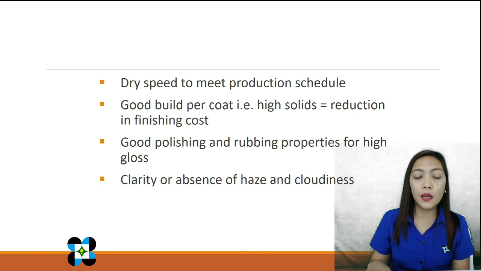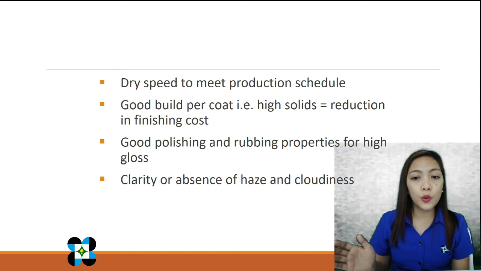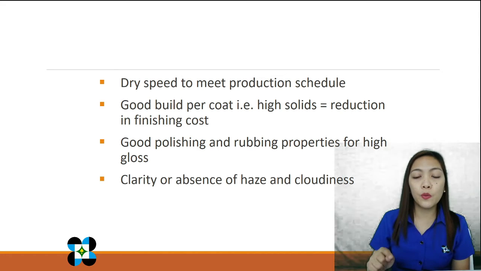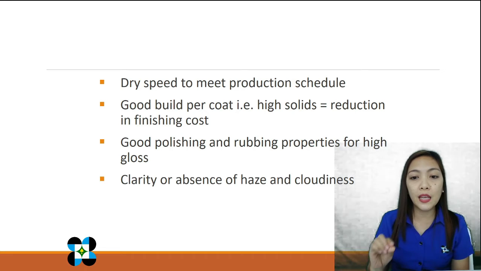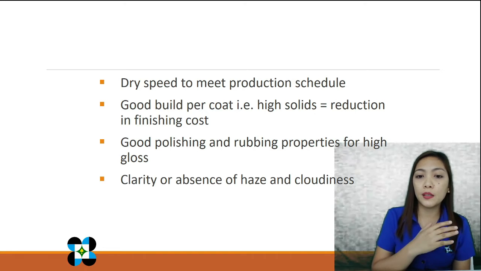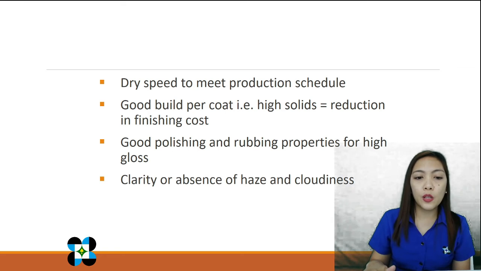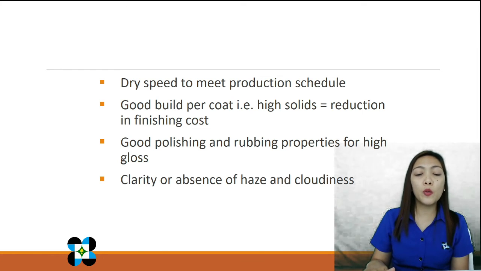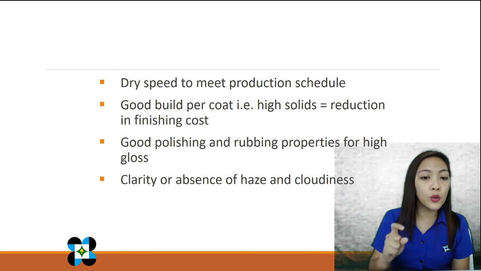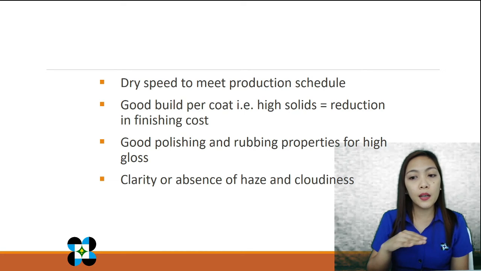Ibig sabihin, like for 1 or 2 coats, pwede mo nang ma-achieve yung same thickness compared dun sa mga 3 or 4 ng ibang types of finish. Meron din good polishing and rubbing properties for high gloss. Since merong mga market na gusto nila na high gloss, there are certain finishes na hindi mo mai-increase yung level ng gloss niya. Baga kung yun na yung kanyang level of gloss, hanggang doon na lang siya.